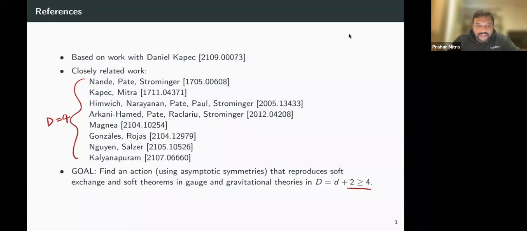Okay, so for many reasons, I hope I've convinced you that it's nice to study D greater than or equal to 4. D equal to 3 is another special case, which I'm hoping to look at at some point. It has several other new features, but I won't discuss this in the talk today.